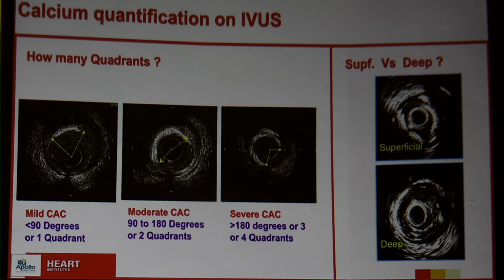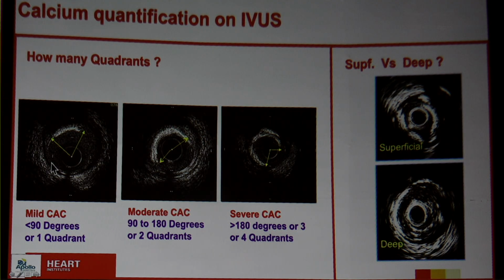Now, calcification is an area which everyone has interest in, because this is the most difficult thing. People have previously classified it by how many quadrants. If it is less than 90 degrees or 1 quadrant, it is mild. If it is 90 to 180 degrees or 2 quadrants, it's moderate. If it is more than that, it's severe. This is one way of classifying it. Or you can classify as superficial or deep. In superficial, you can see the extent, because based on this, you can know whether you just do a rotablation or you go for any further plaque modification technique.